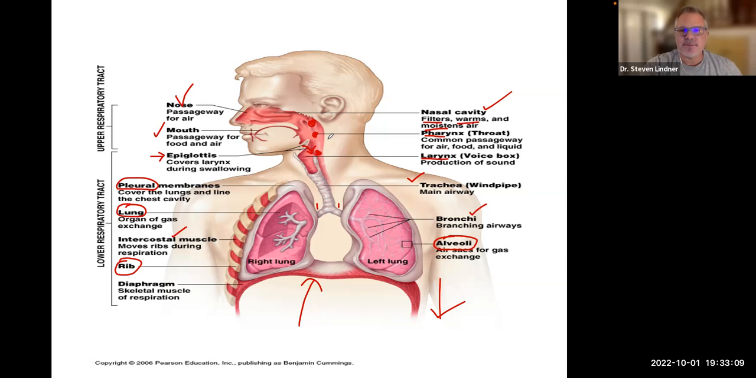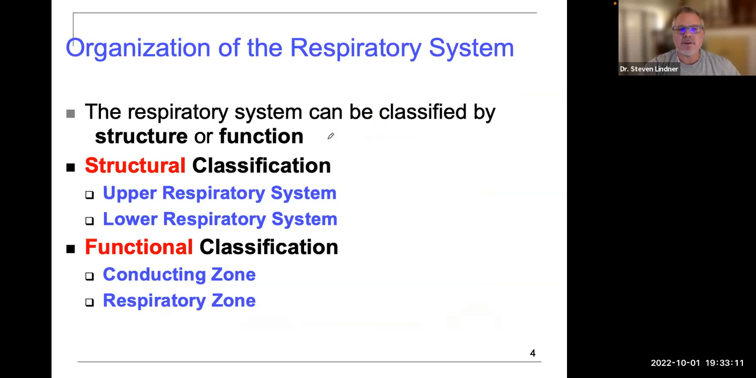Okay, so those are just a few of the moving parts. We could then organize the respiratory system and break it down both structurally and functionally. When we look at it from a structural standpoint, we can divide it into an upper and lower respiratory tract. And we've heard of people that say, oh, they're not feeling well and they have an upper respiratory tract infection or they have a lower respiratory tract infection.